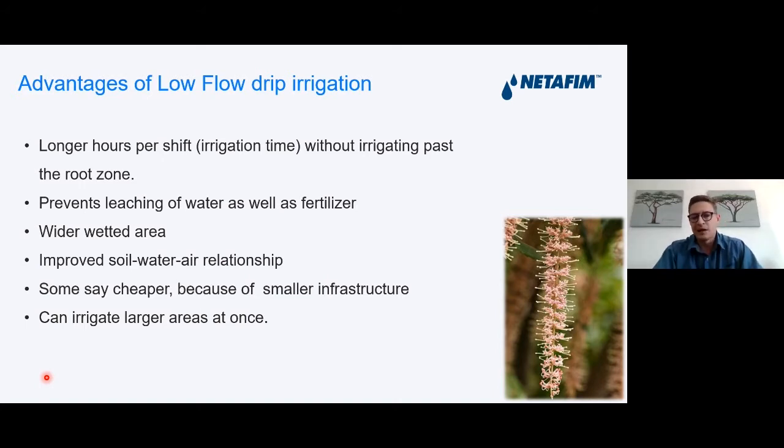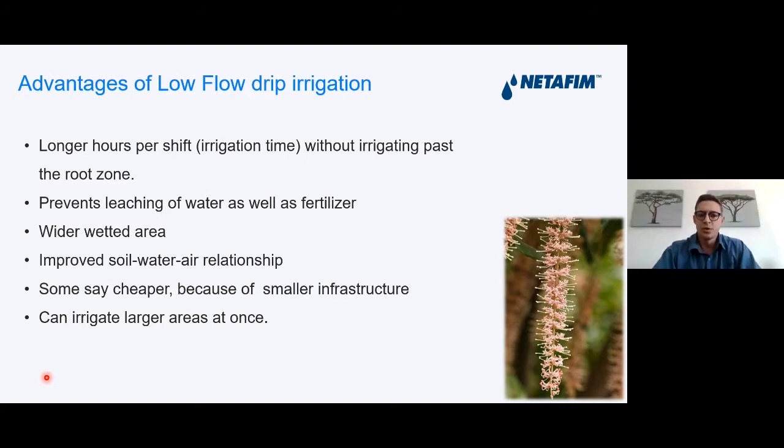And we can irrigate large areas at once. Because the flow is so much lower, now we can all of a sudden irrigate a larger area. And this is more a management benefit than it really is an agronomical benefit, but still a massive benefit. And we will talk about that in the design part of the presentation this morning.